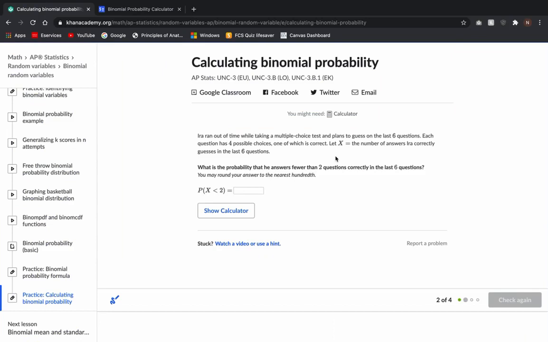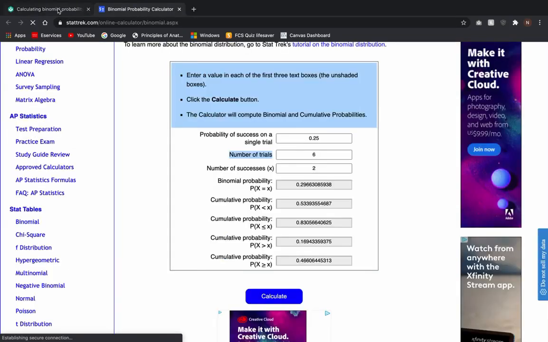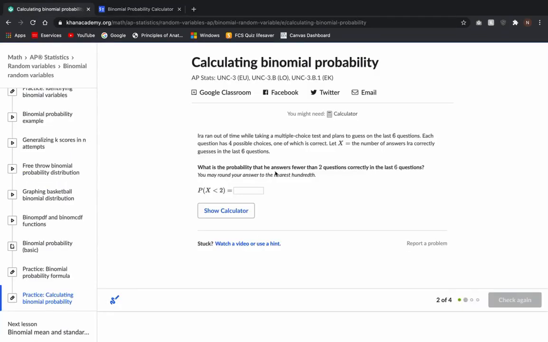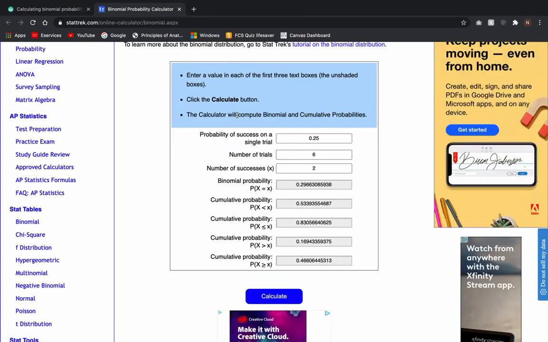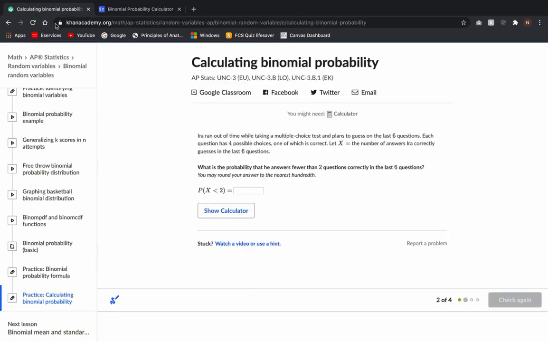Now we're going to be looking for the number of successes. So out of the 6 questions, we're trying to see what are the possibilities if she gets fewer than 2 questions correct. So in that case, it'd be 2. You go to the probability calculator, you put 2, and then you calculate, and this is the values that you get. But now we need to go back into the question and look at what type of probability we're looking at. Is it greater than, less than, equal to? We're not exactly sure. So going back into the question, it says fewer than. So that means it's going to be the less than sign.